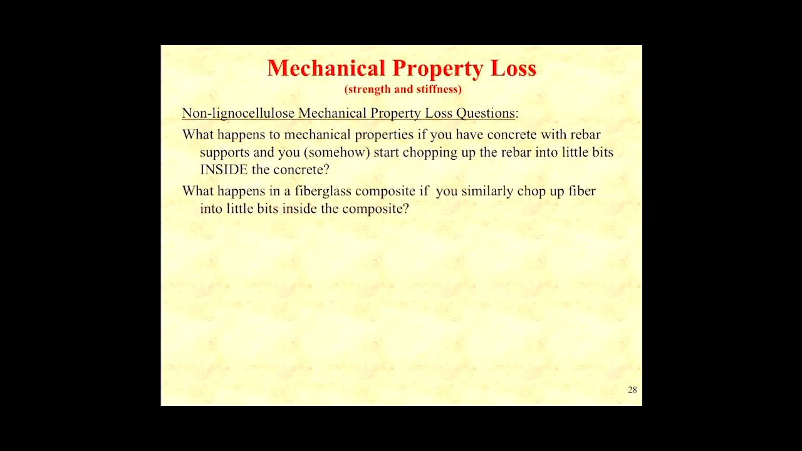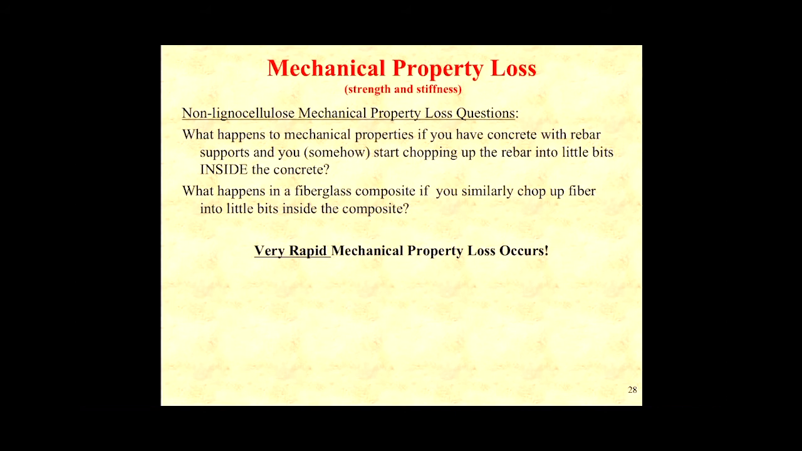Second question, very similar. You've got a fiberglass composite. If somehow, magically, or maybe not even so magically, through other forms of deterioration, you could similarly chop up those glass fibers into maybe quarter-inch pieces rather than 3-foot-long pieces, what happens to it? Well, the answer is that you get very, very rapid mechanical property loss.